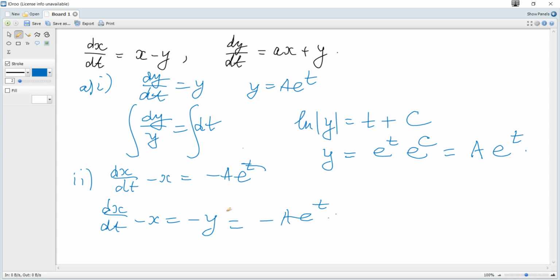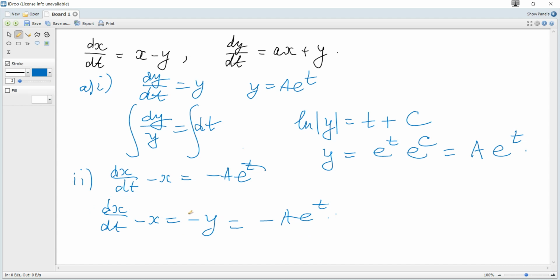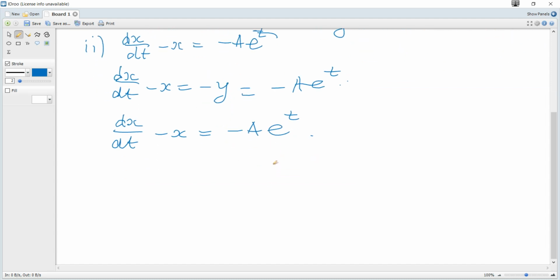Next, 4 marks. Solve the differential equation in part a(ii) to find x as a function of t. So we need to solve dx/dt − x = −A e^t. We can see that it's of the form that we can solve by the method called the integrating factor.